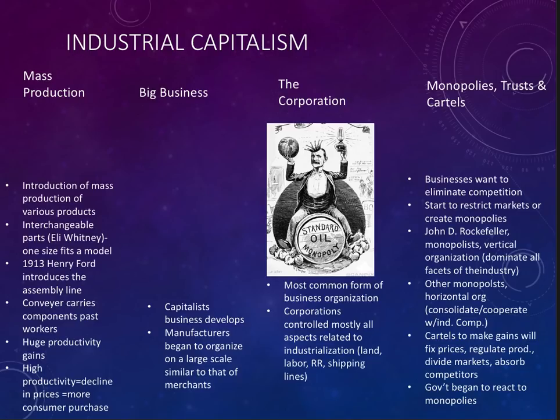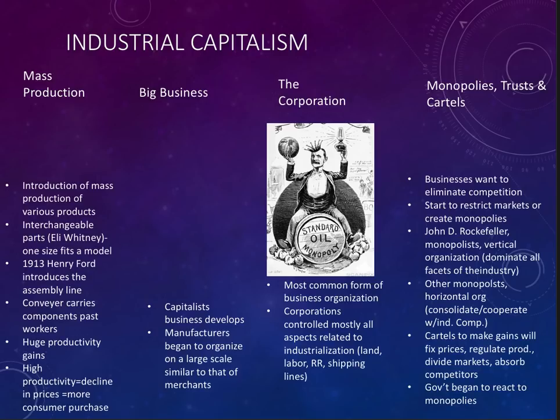The other type of monopolies that we see are horizontally organized monopolies, and this consolidates or they cooperate with industrial competition. So again, if we're talking about the cotton industry and we're making shirts, then I'm going to be in agreement with somebody who owns the land. They're going to be under me and work for me. And then I'm also going to be in agreement with somebody who sells my products. They're going to work under me as well. They're independent, but we're working together. So that's a little bit of a difference between vertical and horizontal organization.